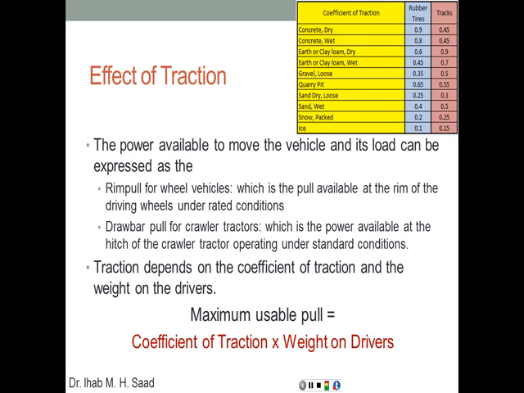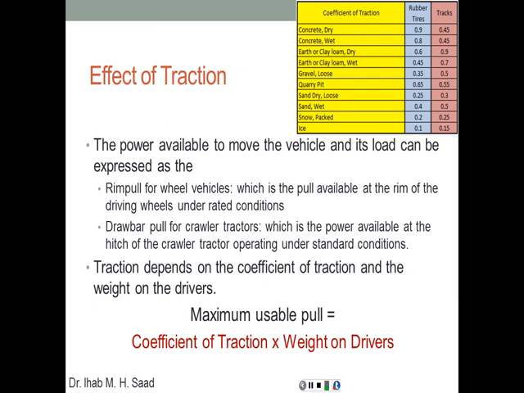Of course, that also is affected by the type of soil that you're rolling on. Imagine if you're rolling on ice, you're not going to have any traction with that ice, so the tires or the wheels can turn without the equipment moving forward. So we're going to deal with something called a coefficient of traction. The power available to move the vehicle and its load can be expressed as either, if that equipment is running on wheels, it's going to be called the rim pull. Rim pull, which is the pull available at the rim of the driving wheels under rated conditions.